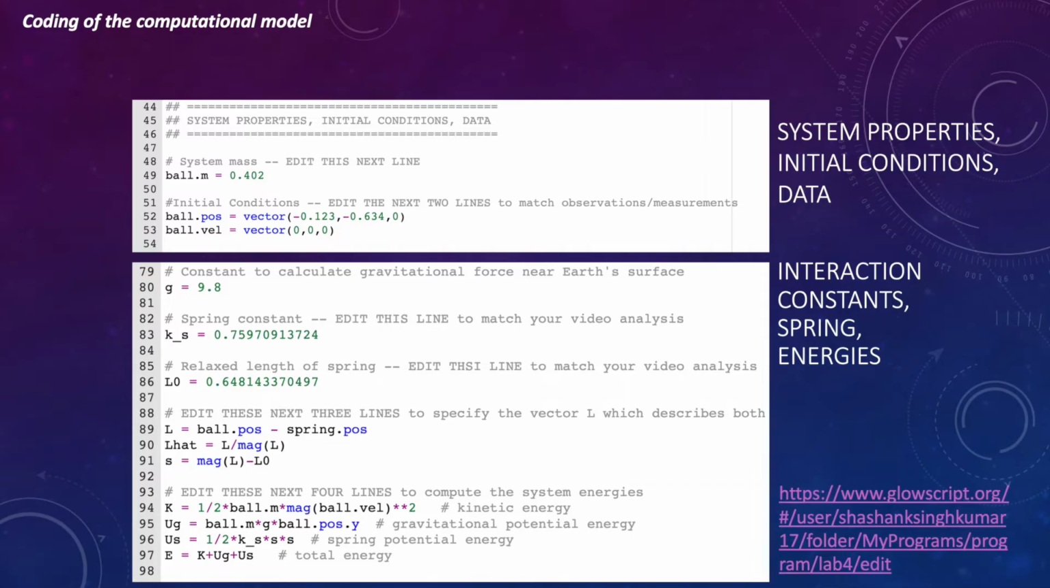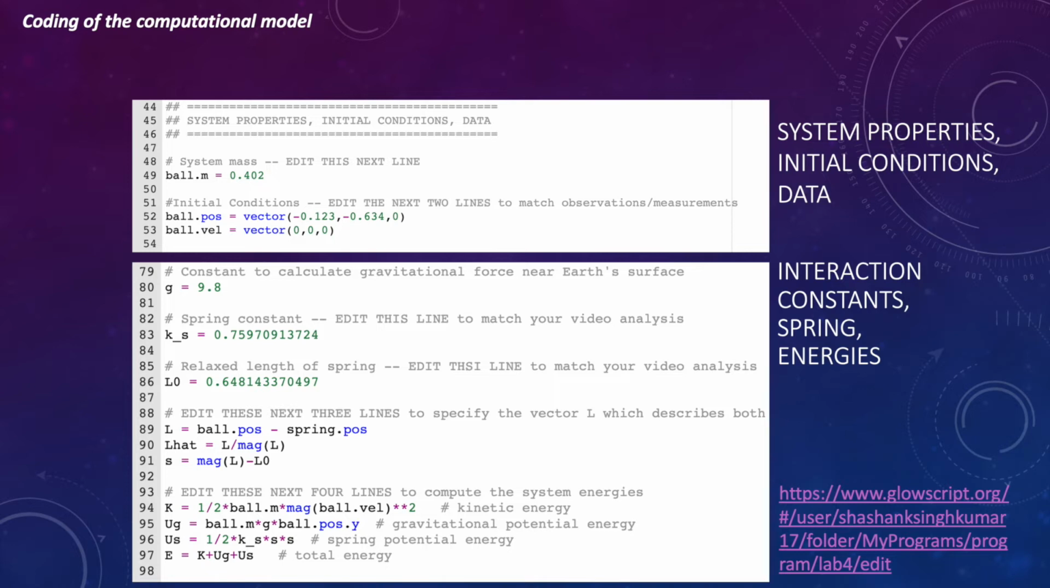System properties, initial conditions, and data for the coding of the computational model. The mass of the ball, ball.m, has been set as 0.402. Ball.pos, that is the position of the ball, has been set as the vector minus 0.123, minus 0.634, 0 as the initial position of the ball. The spring constant was calculated to be 0.7597 and L naught was found to be 0.648.